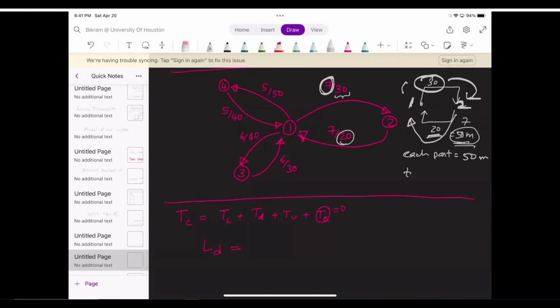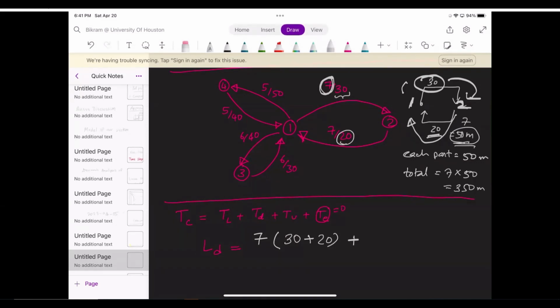So the total distance for all 7 parts will be 7 times 50, which is 350 meters. The easy way to do it is that we have 7 parts, and these 7 parts travel 30 meters going to station 2 and 20 meters coming back, which is again the same 350 meters. I'm not doing anything new.